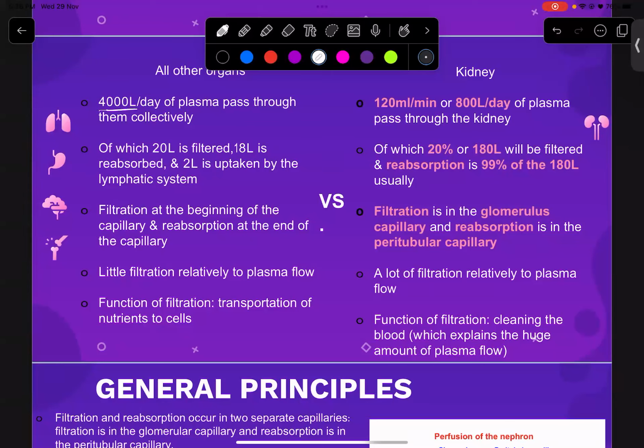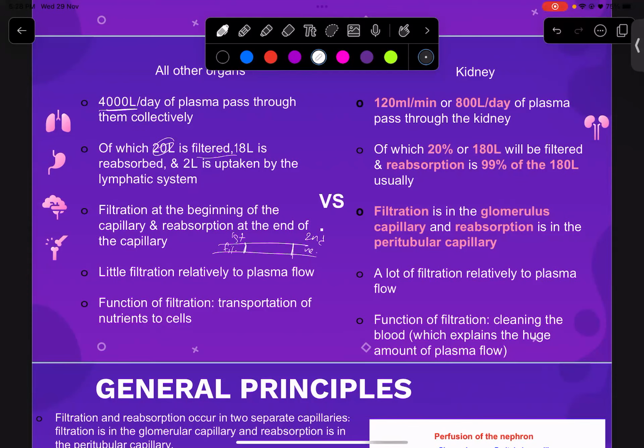And I'm pretty sure you guys had a picture of that in your CVP showing like 20 liters filtered or something like this, okay? And then generally when we talk about the filtration, we have the capillary, okay? At the beginning of the capillary, we start off with the filtration, and then at the end we have the reabsorption. So this is a reabsorption site, here is the filtration, okay?